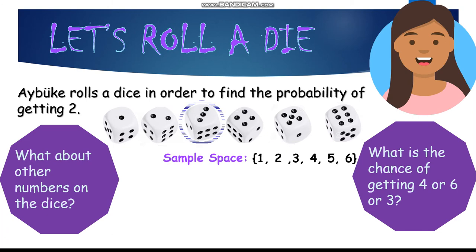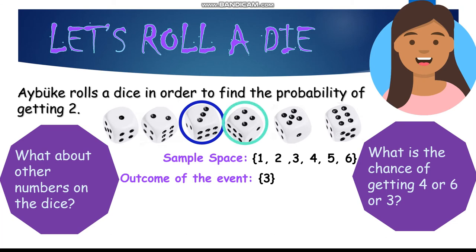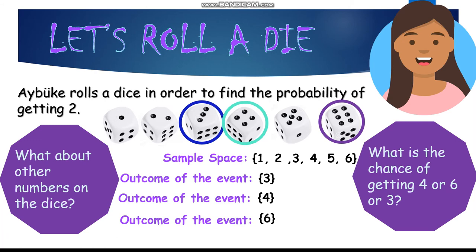This is the same. If we are talking about getting 3, our outcome of the event will be only 3. If we are talking about getting only 4, the outcome of the event will include only 4. And if we are talking about getting 6, what will be the outcome? Yes, it will be 6. So, as you see, the numbers on the dice, which can be 1, which can be 2, or what else, they have equal probabilities.